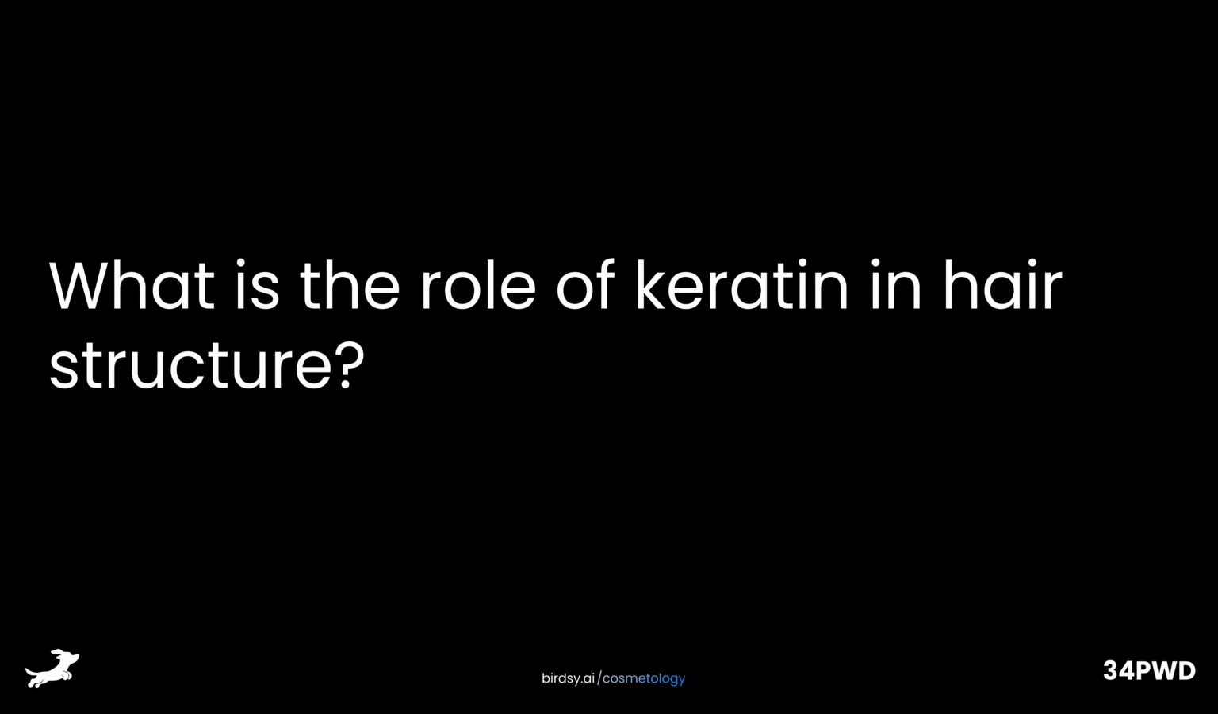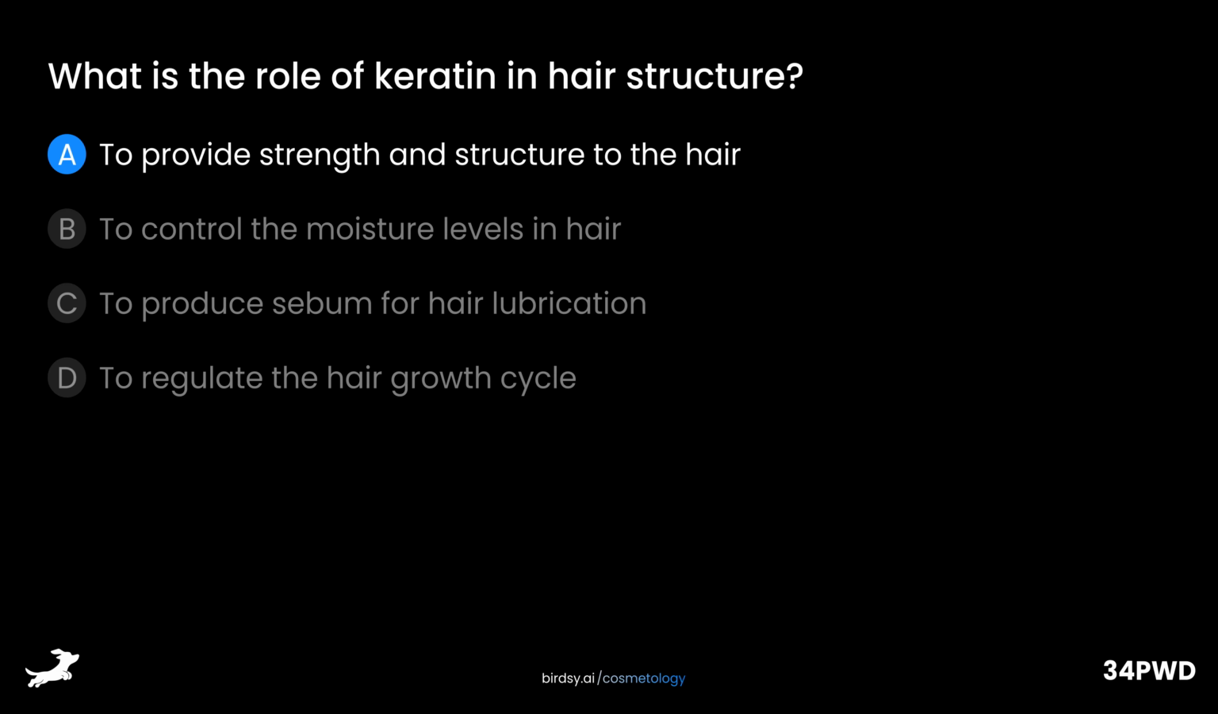What is the role of keratin in hair structure? Is it A, to provide strength and structure to the hair, B, to control the moisture levels in hair, C, to produce sebum for hair lubrication, or D, to regulate the hair growth cycle? The answer is A, to provide strength and structure to the hair.